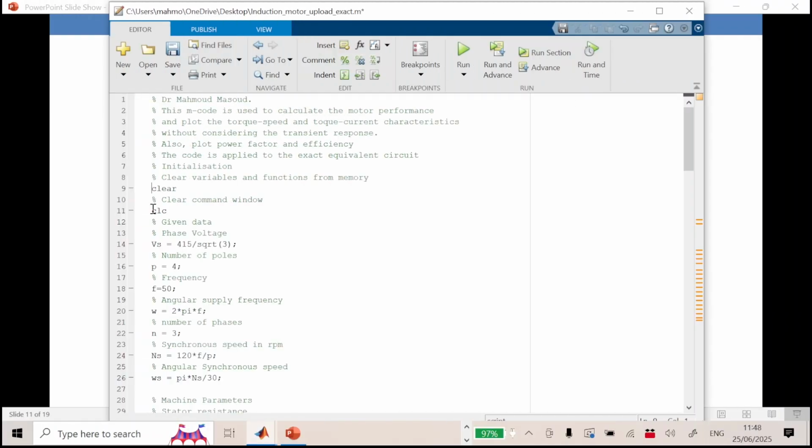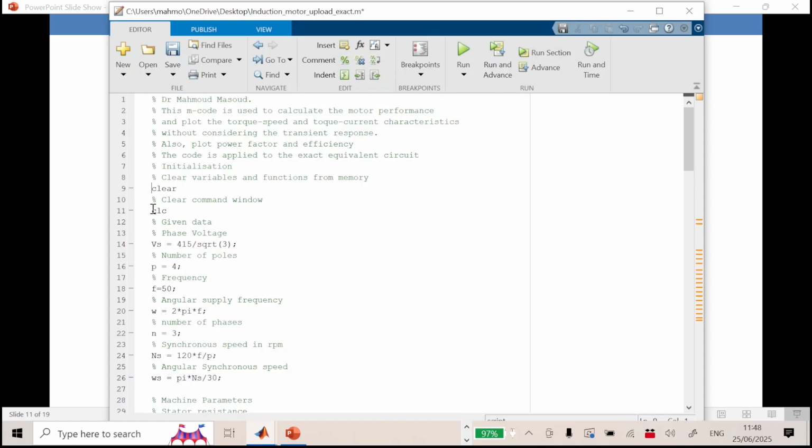As you can see here, we move to the MATLAB platform. This is our M-code. The M-code starts with an introduction. This introduction includes what the code is, what the purpose of this code is, what function we are going to calculate or what we are going to evaluate. You can also add in the introduction the date, the MATLAB version, whatever information you like to add.